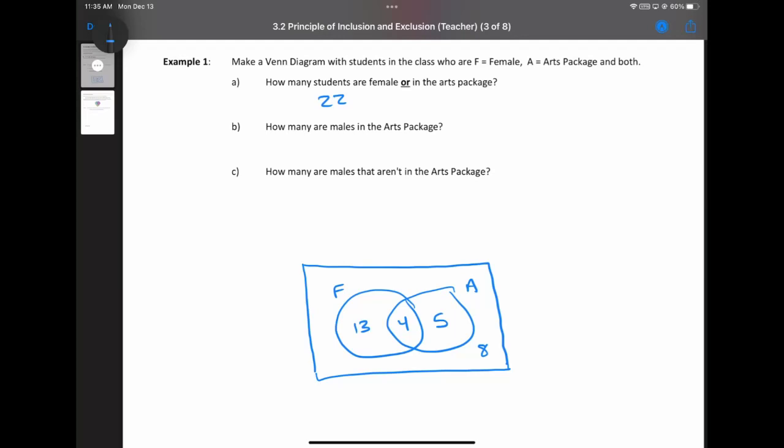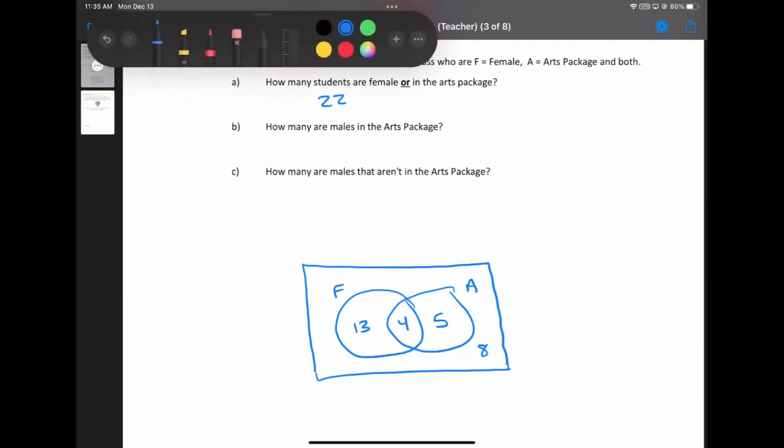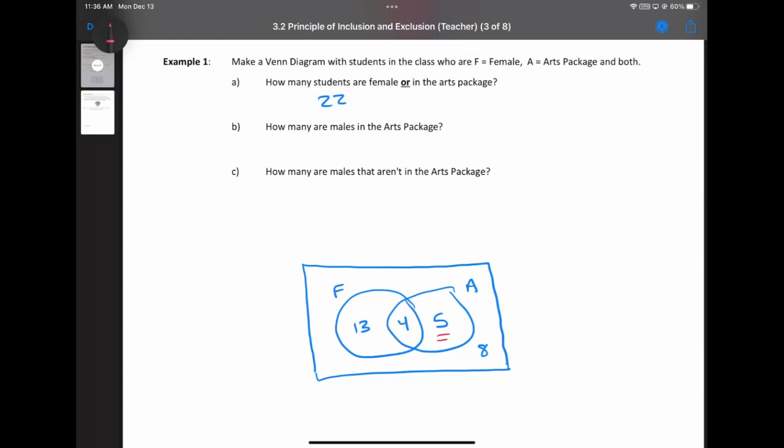Ironically, I usually do. But in this case, male and female were the only 2 options for the class that I actually polled. So now the neat thing is we never collected information about males, but if you're a male in the arts package, it means you're inside the arts bubble, but you're outside the female bubble. So inside art, outside female. And that would be those 5 right there. They're inside the arts bubble, but outside the female.